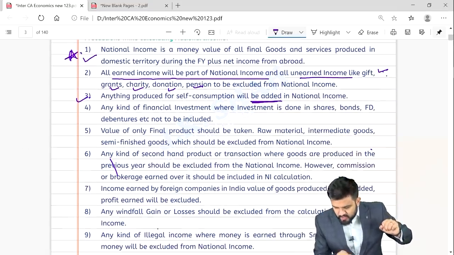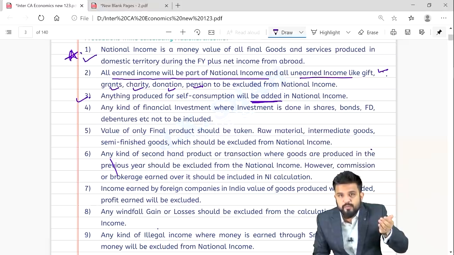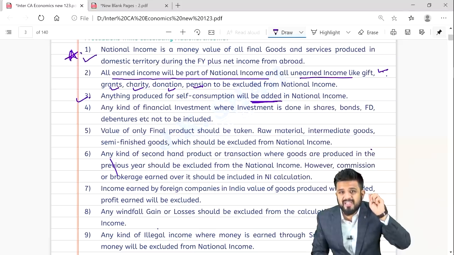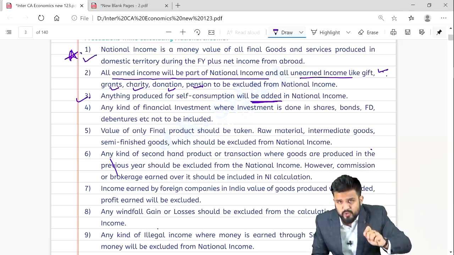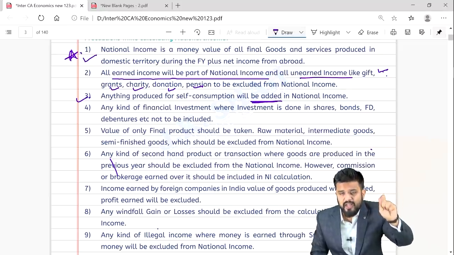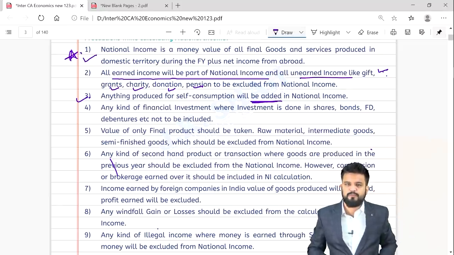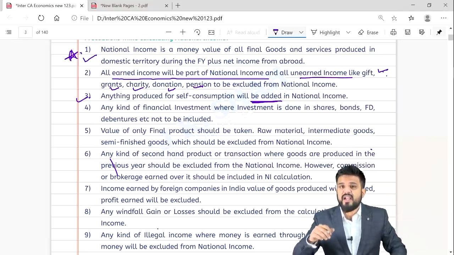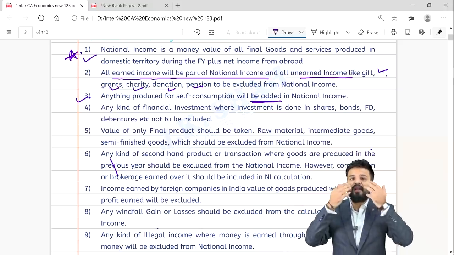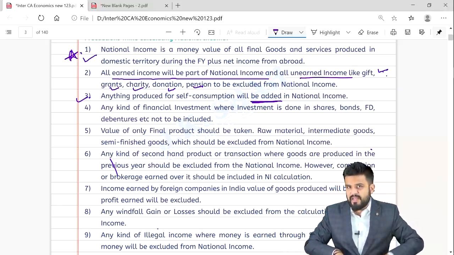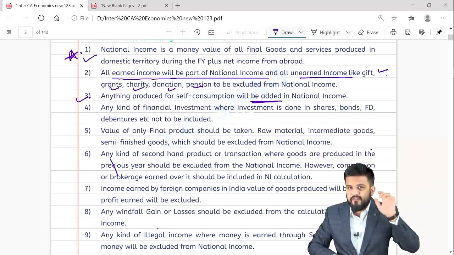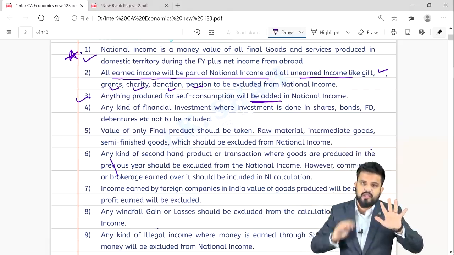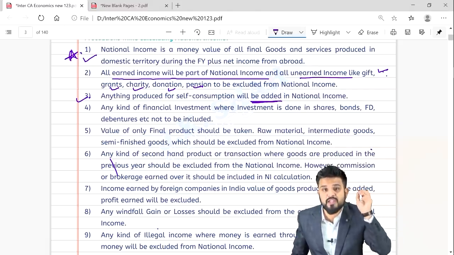Third point says, anything produced for self-consumption should be added. Please understand, whatever is produced, the moment goods are produced, the value will get recorded if it is disclosed to the CSO. For example, a farmer producing 500 kg of rice, 300 kg sold in the market, 200 kg consumed by his family, but how much had he produced? 500. The full 500 value will be recorded in national income, because 500 kg of rice was produced.